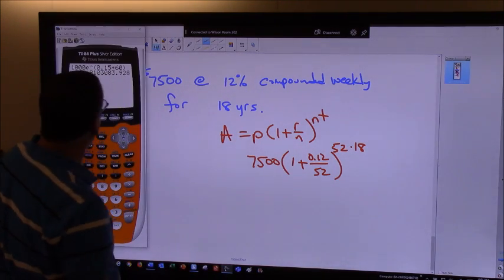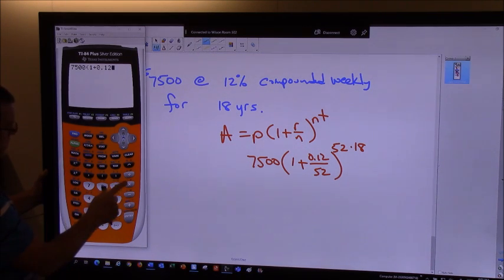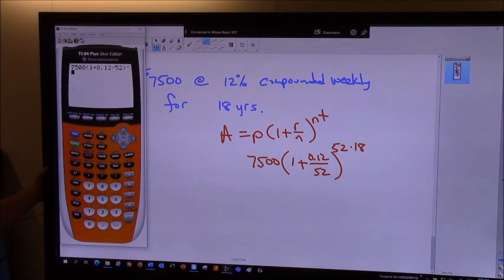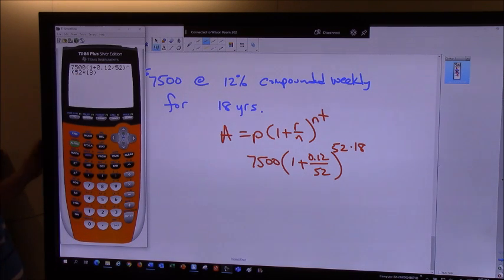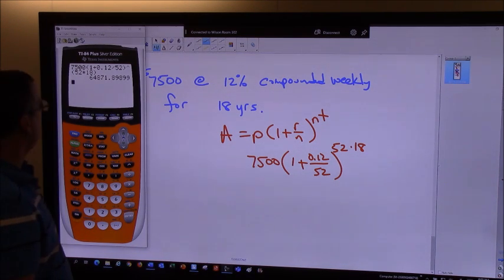All right, so I'm going to put that in my calculator. I've got 7,500 times, in parentheses, 1 plus 0.12 divided by 52. I'll close parenthesis and then raise that to 52 times 18. I don't really know what that is. I guess I could have done that first, but I'll just do this. I'm going to go 52 times 18. I'm going to put it inside parentheses so we know that the calculator has to do that first, and then it becomes the exponent. So there it is, $64,871.90.